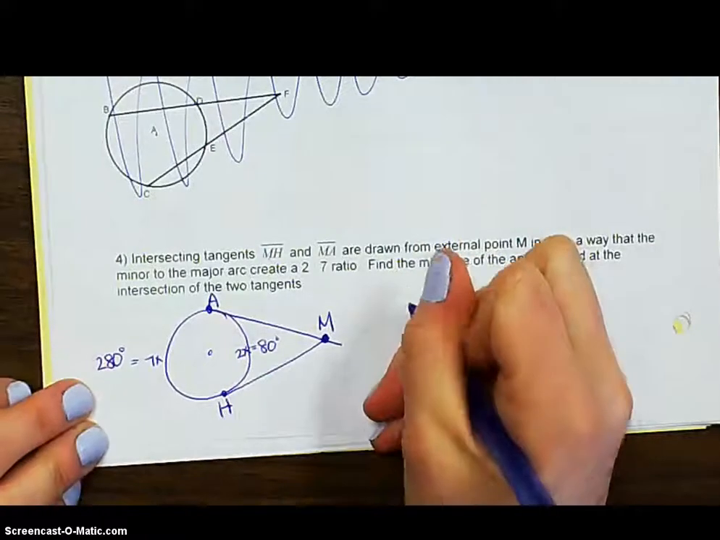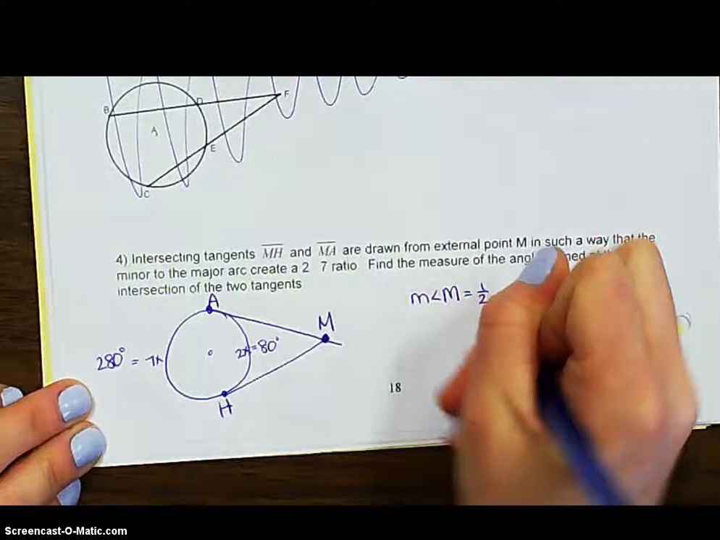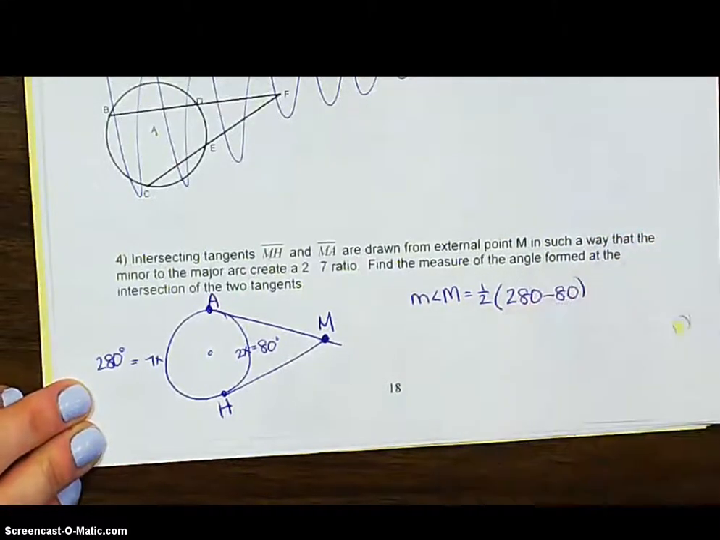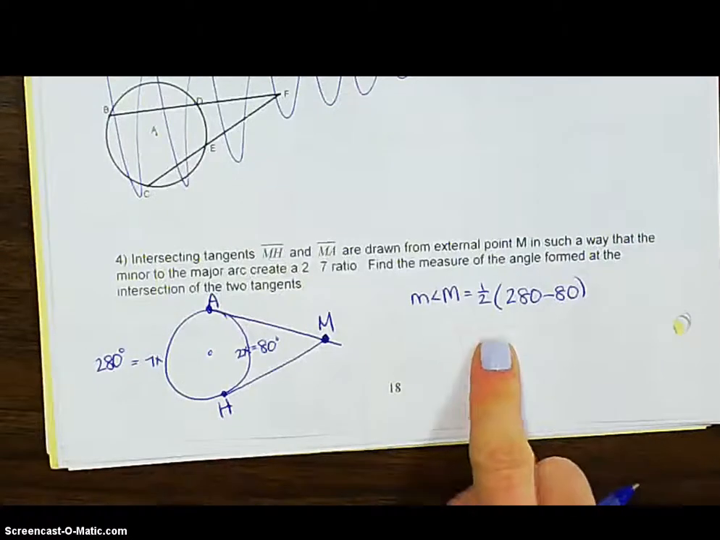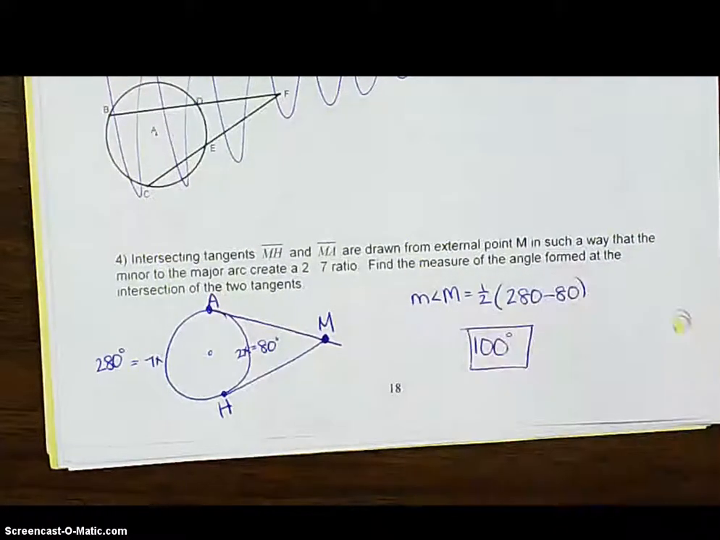And from here now we can solve our angle. So the measure of angle M is going to be 1/2 the big arc minus the little arc. So 280 minus 80 is 200. Half of that would then give us 100 degrees.